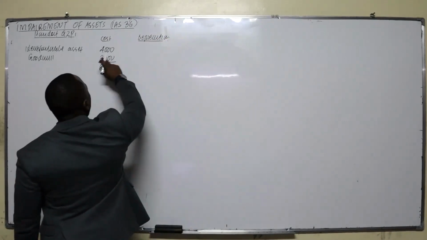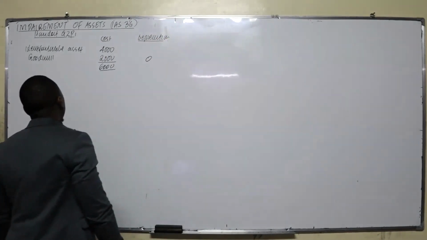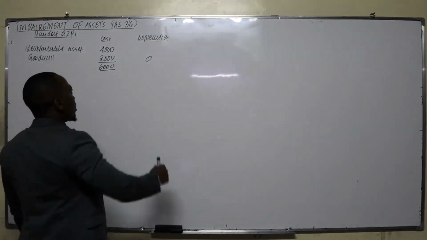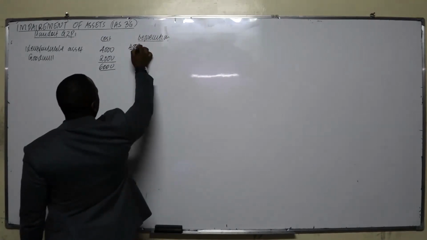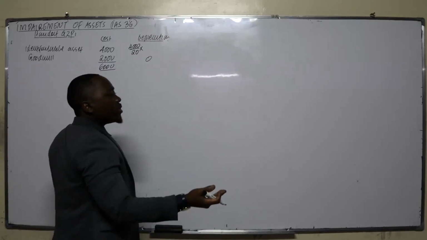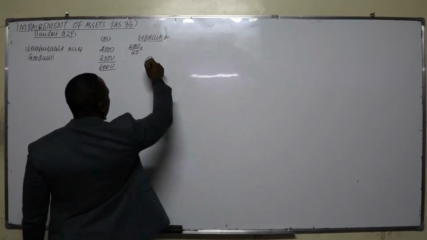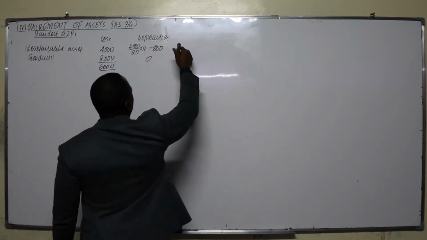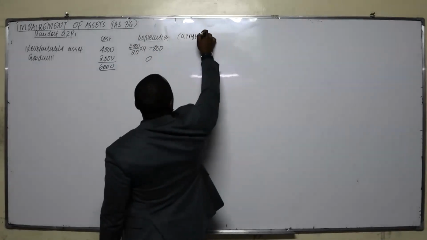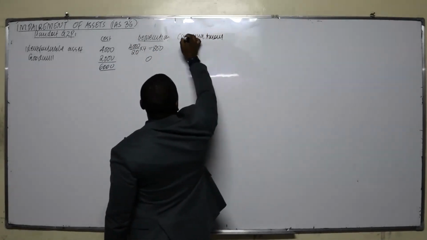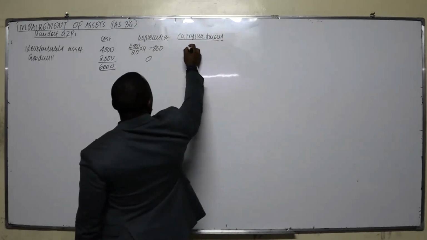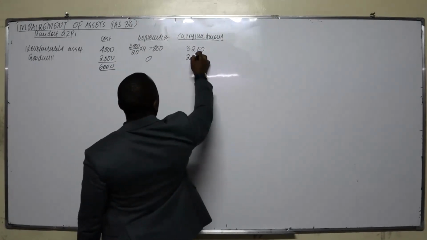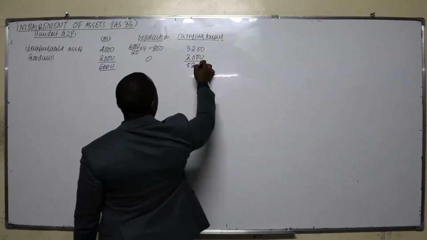Now, for the goodwill, no impairment has been reported. Identifiable asset, how much was the economic life? 20. So you take 4 million, you divide by 20, then we are assessing after 4 years. So we want to determine how much is the accumulated depreciation. 200 times 4, that's 800, right? Good. So how much will be our carrying amount at the assessment date? It's 4 minus 0.8, you get 3.2. Then goodwill was not impaired, so that means it will be 2. And the total will be 5.2.